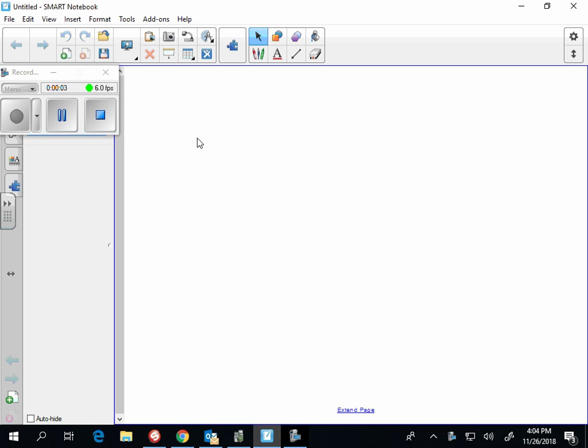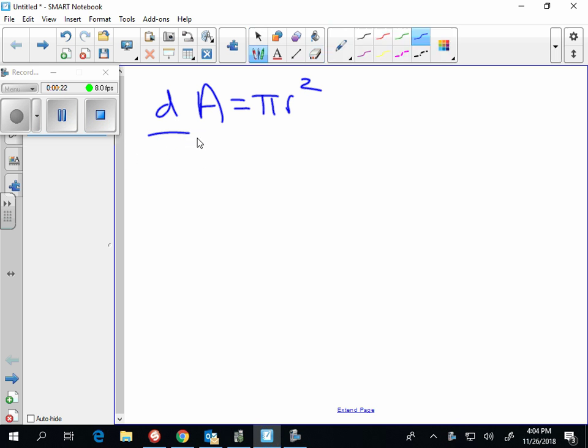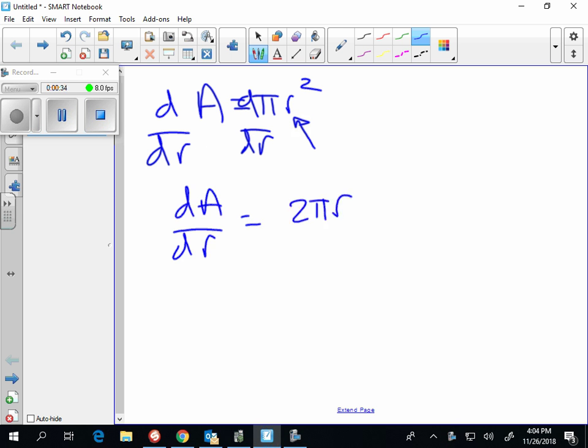Hi, everyone. So today we're going to start related rates. And related rates, if you've got a function, let's say, for example, area equals pi r squared. Normally when we take the derivative of both sides, it's with respect to this independent variable over here. And so we'd end up with dA/dr equals 2 pi r. Well, that's not what we're going to be doing here.